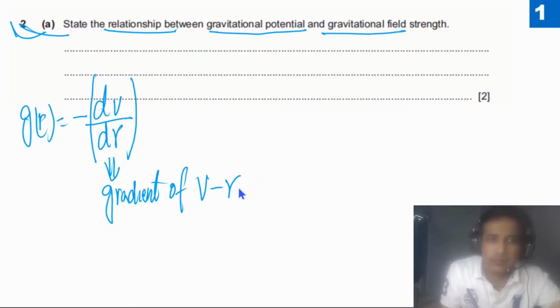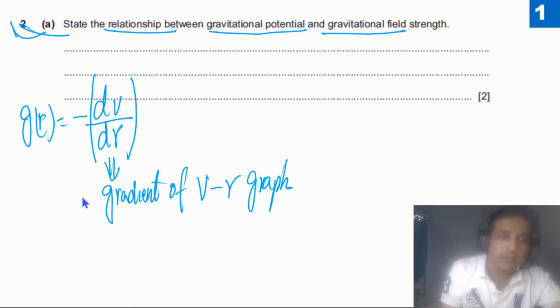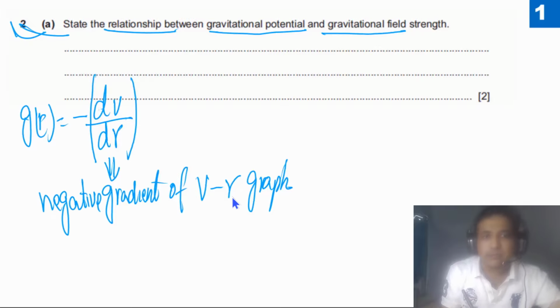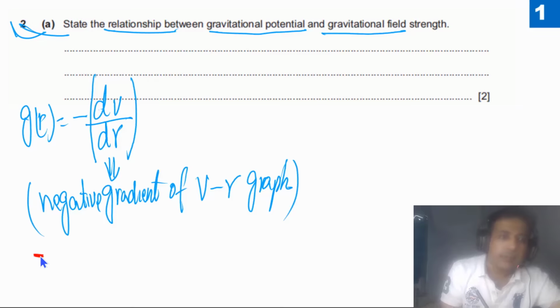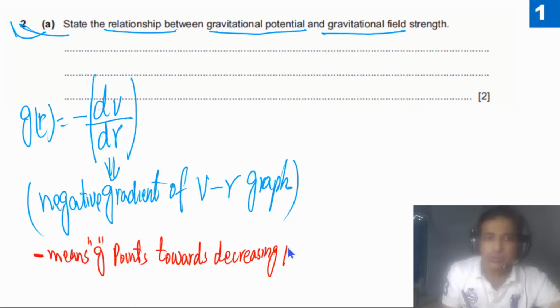the V against r graph, meaning potential against distance from the center of the massive object. So g is equal to negative gradient of the V-r graph. And the meaning of the negative sign is very important. What is this negative sign telling us? It means that g points towards decreasing potential. Very important one.